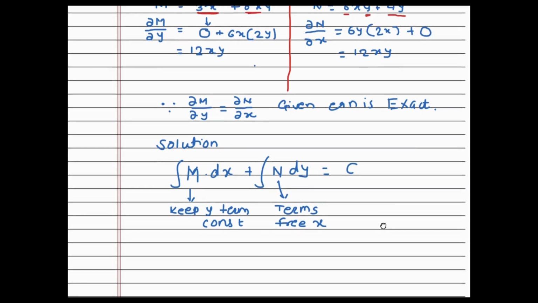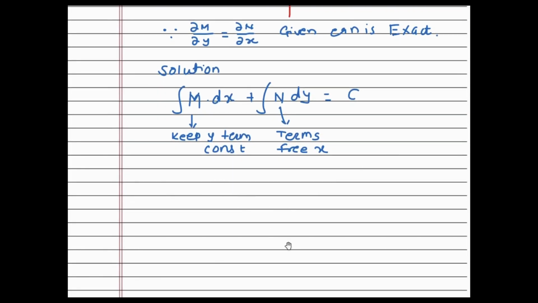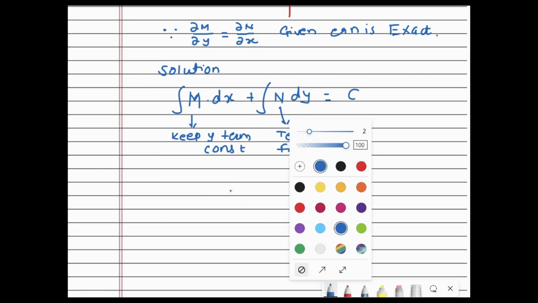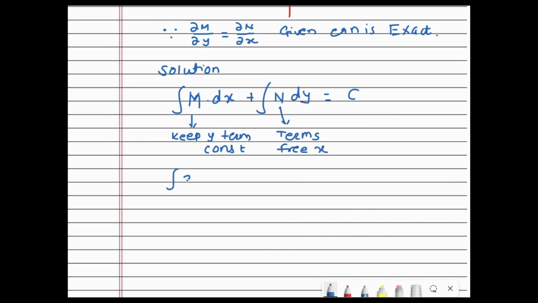Moving further, what is M? Let us write M. M is 3x square plus 6xy square into dx. Now we will integrate this keeping y as a constant, and plus what is N? N has two terms actually. The first term is 6x square y and second is 4y square. But we are not going to take 6x square y because it contains x. So here there will be only one term, that is 4y square into dy. That is equal to c.